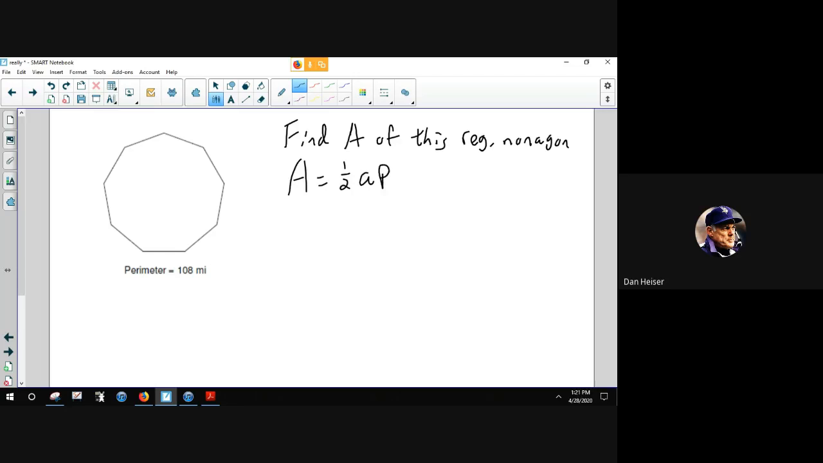Since I'm given the perimeter, I can shortcut that a little bit. A equals one half A P. I don't know A though. I don't know the apothem. But I know the perimeter is 108. I need to know what the apothem is. So I will draw in the center. I will draw in a radius. And then I will draw in the apothem. So there's my right triangle.